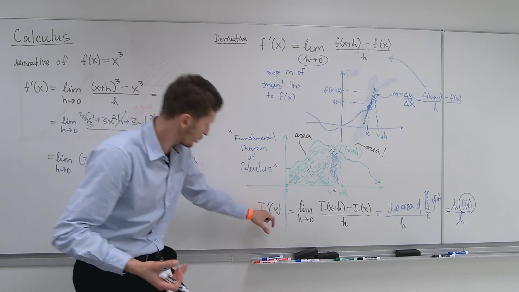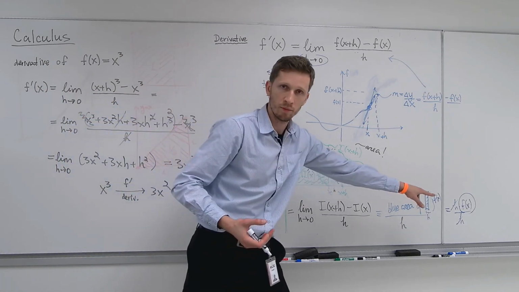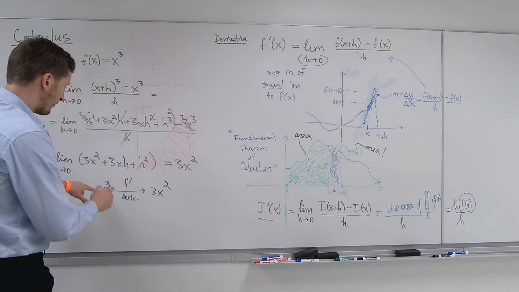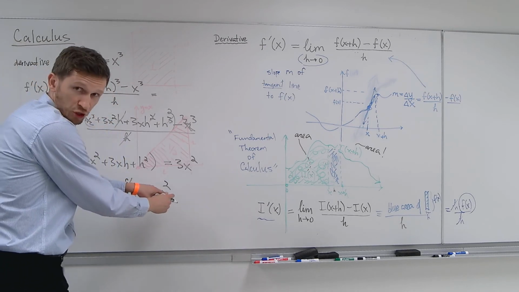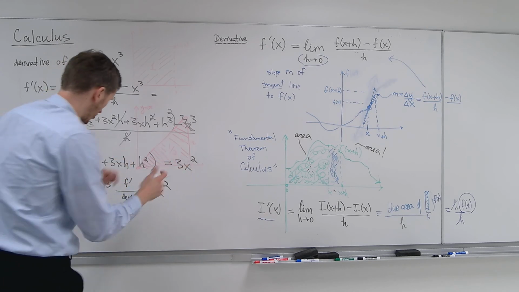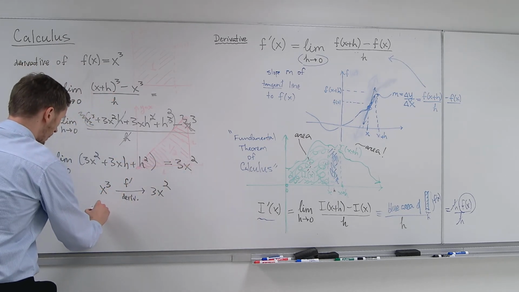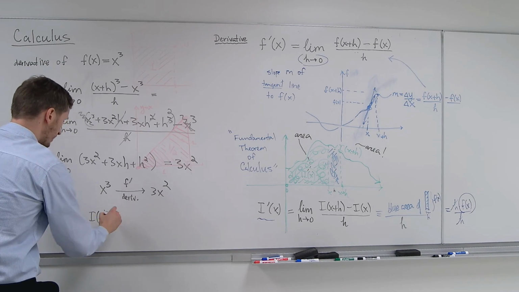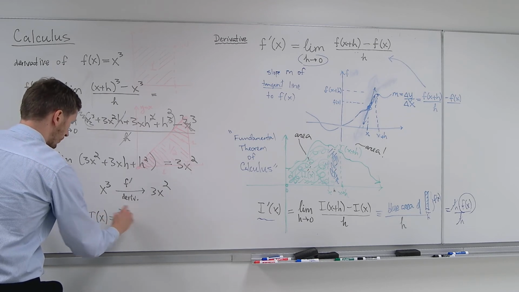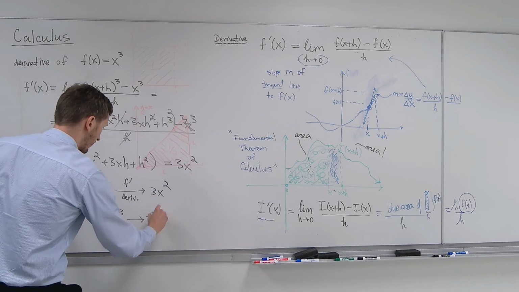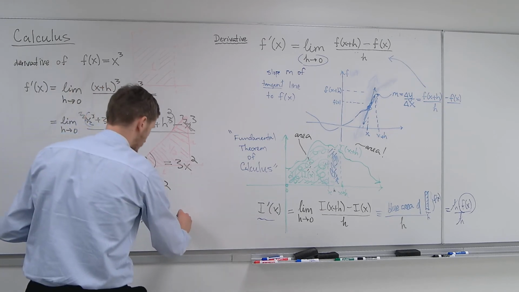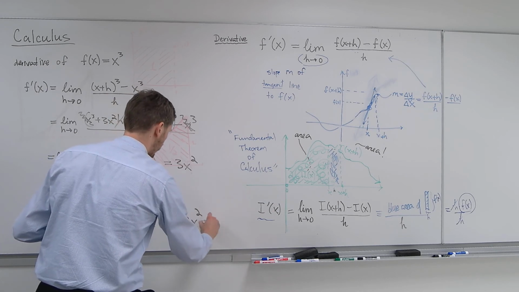So if I differentiate the area, I get the function. Okay? So if I differentiate the area, I get the function, for example. In other words, let's say I of x is equal to x cubed. Then I prime of x, just like we did there, is going to be 3x squared, right? And that's going to be my function.